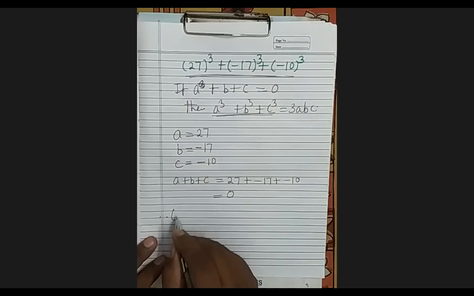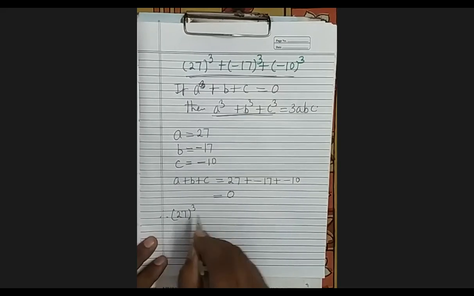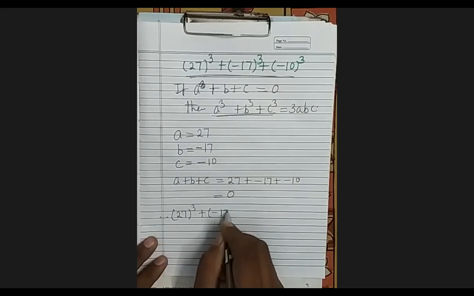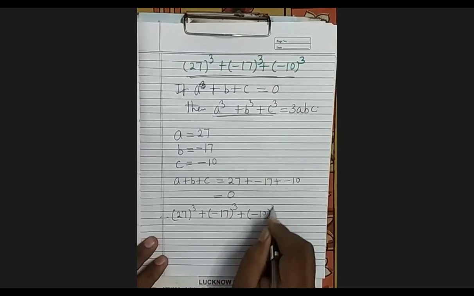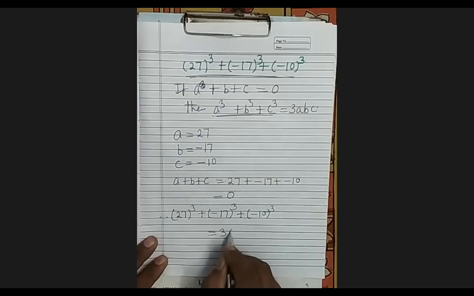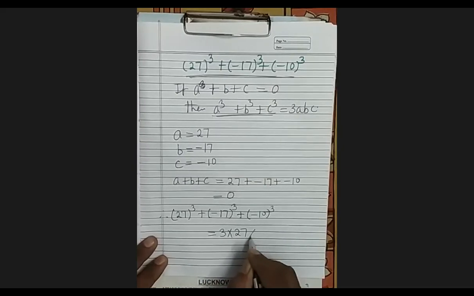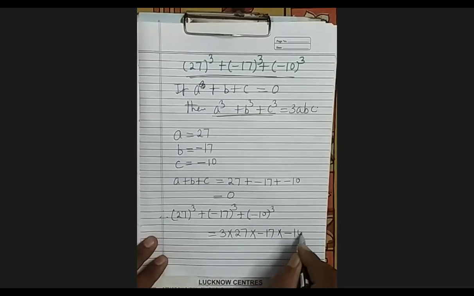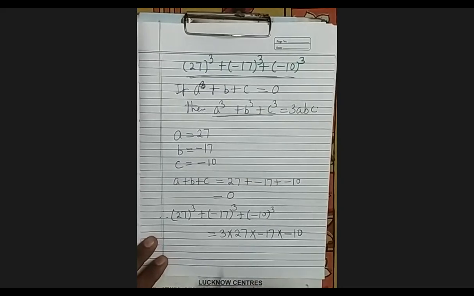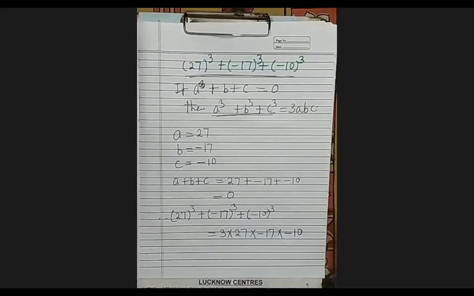Therefore 27 whole cube plus minus 17 whole cube plus minus 10 whole cube equals to 3 into 27 into minus 17 into minus 10. So further you can do the multiplication. Is it clear? The multiplication I am not doing here.